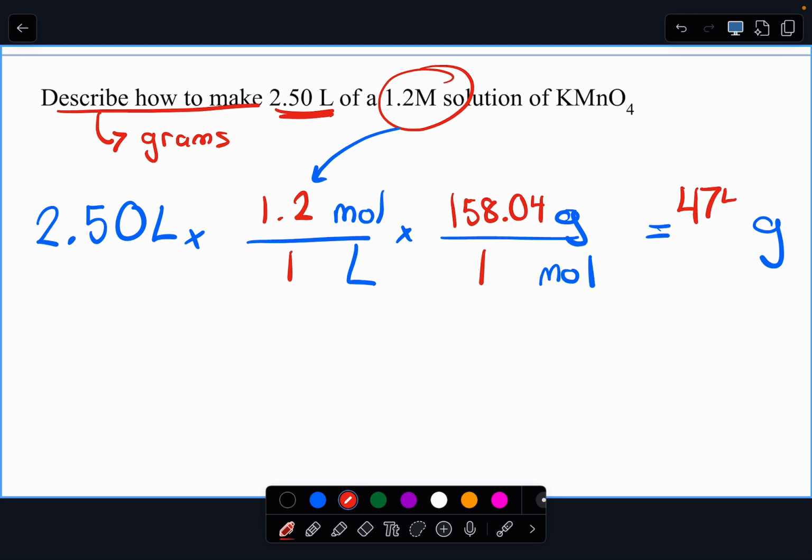Okay, I'm going to leave it as actually 480 because this one only has 2 sig figs. Again, you don't have to know how many, but just realize that's what it's going to be reported as in the answers. Oh, sorry, 474 you said, right? Yeah. 470. So how would I do this? I would add 470 grams of potassium permanganate to a 2.5 liter volumetric flask.